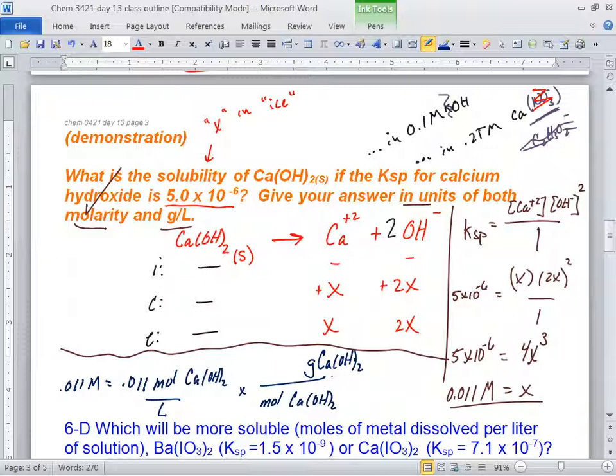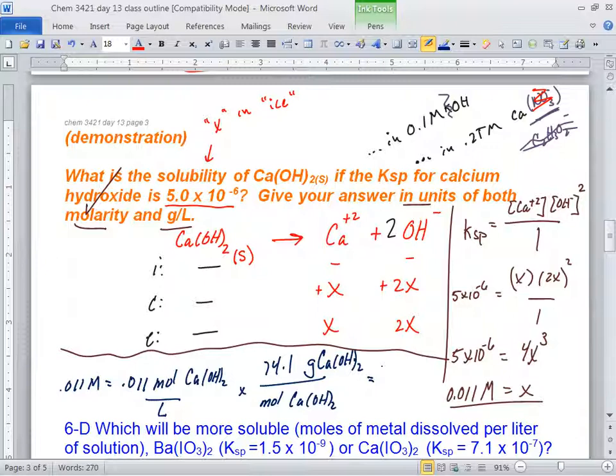So we've got a calcium. About 74.1 or so that I got. Take that times 0.011. I'd feel better if someone told me the answers, that I didn't screw up.